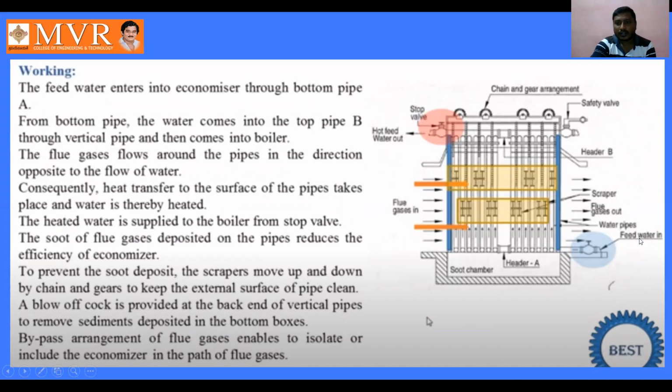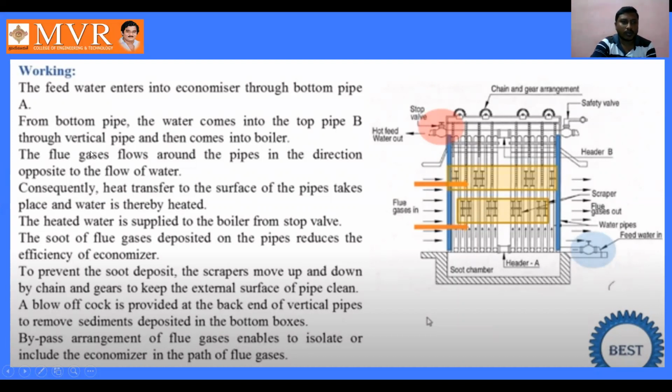See here, the feed water is going to enter from here. From the bottom pipe, the water comes into the top pipe B. From the bottom horizontal pipe, the water is going to enter up to the header B, up to the top header B. See here, in the top pipe B, through vertical pipes, and then it comes into the boiler.